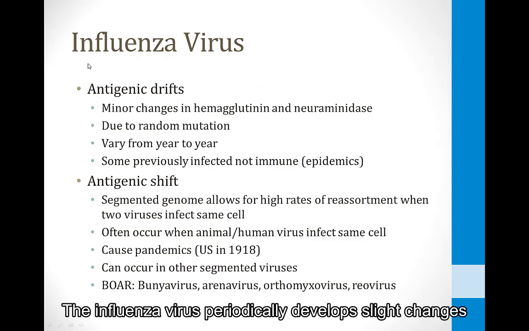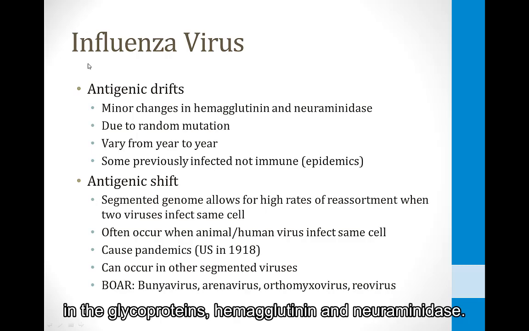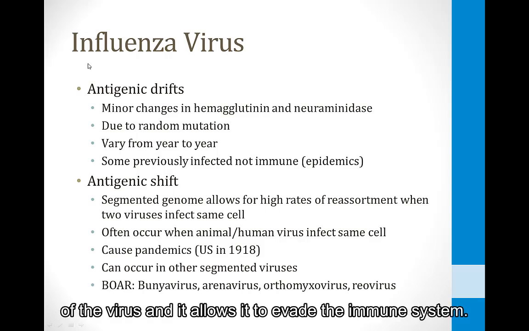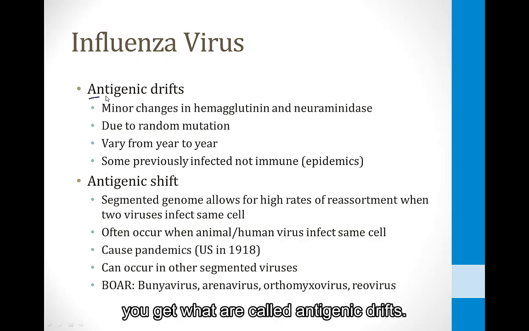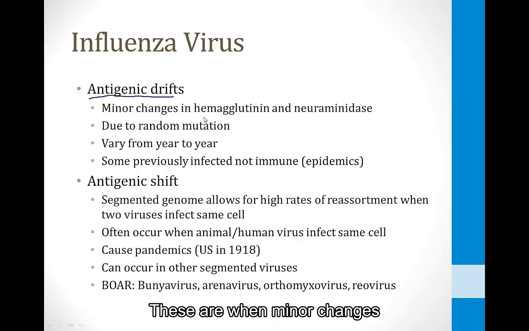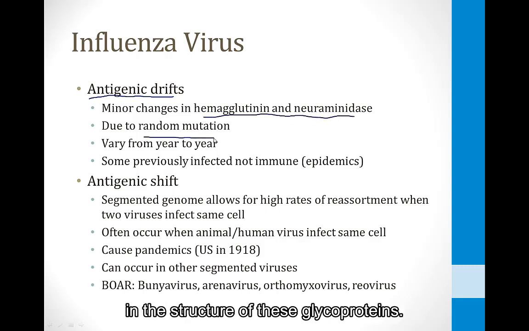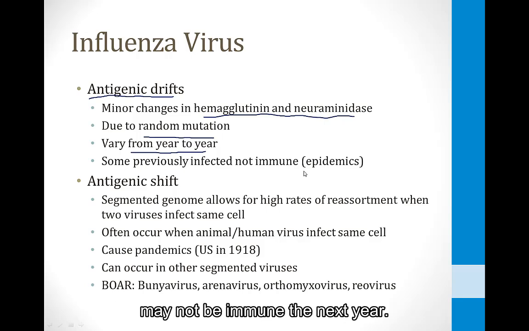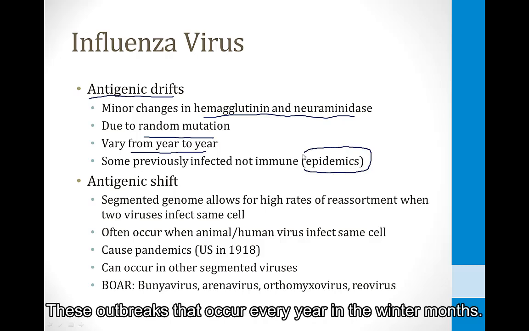The influenza virus periodically develops slight changes in the glycoproteins hemagglutinin and neuraminidase, and when it does, this changes the antigenicity of the virus and it allows it to evade the immune system. Sometimes when this happens, you get what are called antigenic drifts. These are when minor changes in hemagglutinin and neuraminidase occur. It's due to random mutation in the structure of these glycoproteins. This varies from year to year, and that's why people who get influenza one year may not be immune the next year. And these are called epidemics, these outbreaks that occur every year in the winter months.